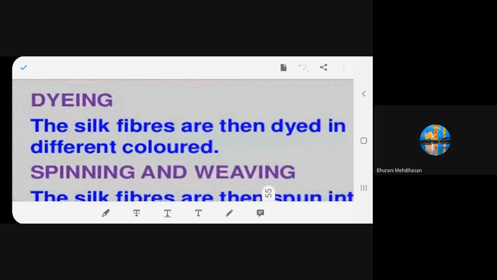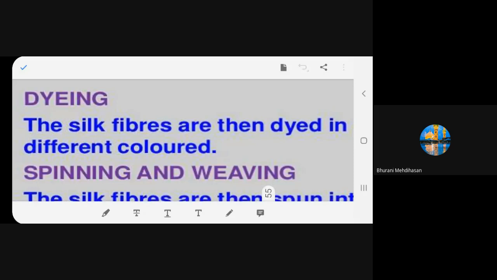Now, dyeing is what? It's a fast color. What is dye? It is a fast color. It does not go. Colors generally you can wash, but dye you cannot wash, right? It is fast color. So the next step is dyeing of the silk with different colors, fast colors.